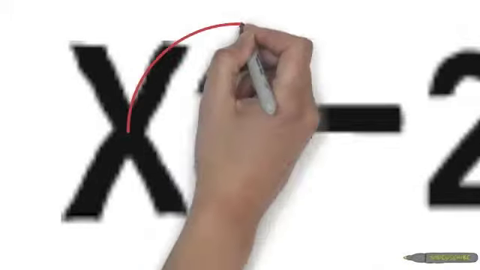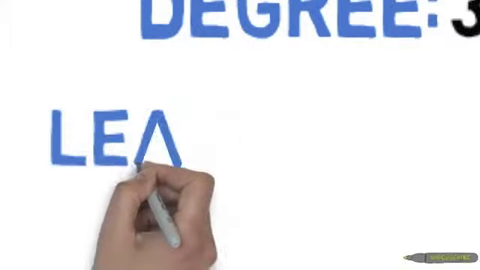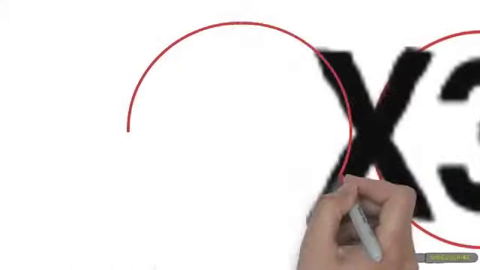The first thing you have to get is the degree. This is the highest power of a variable in the problem. In this case, the degree will be 3. The leading coefficient is the number that belongs to the degree of our equation. In this case, it will be 1.